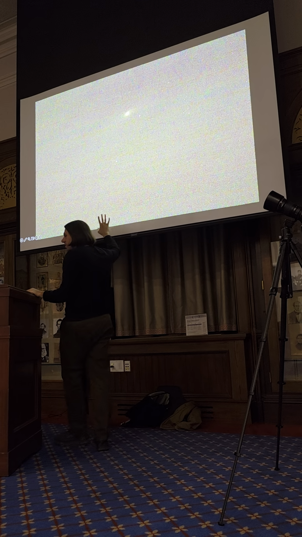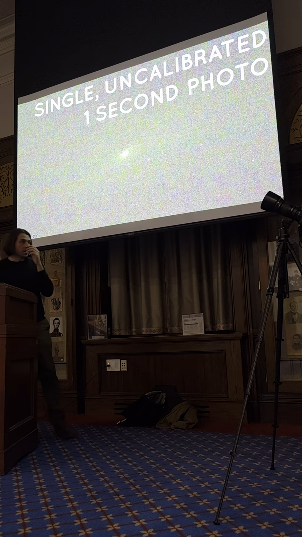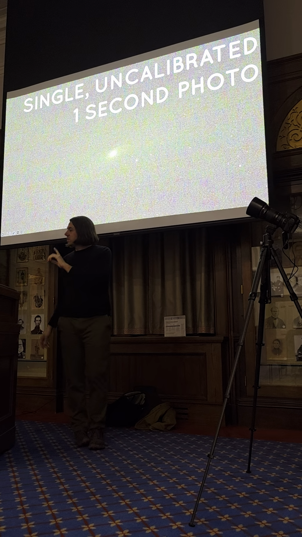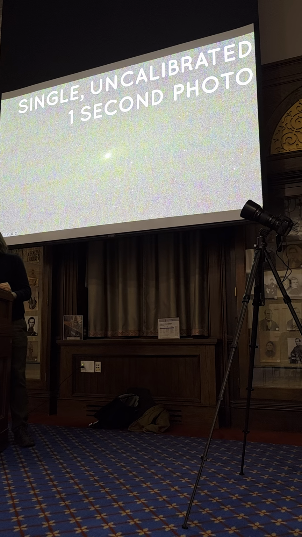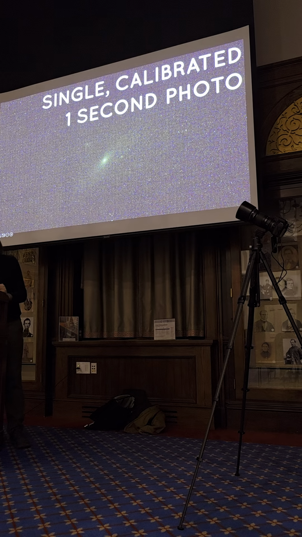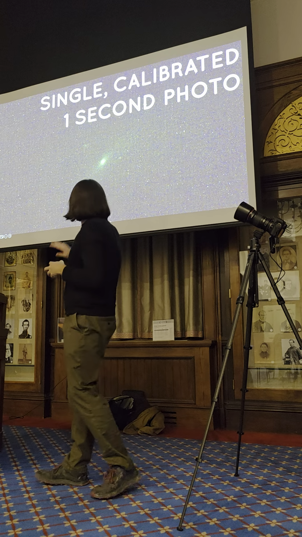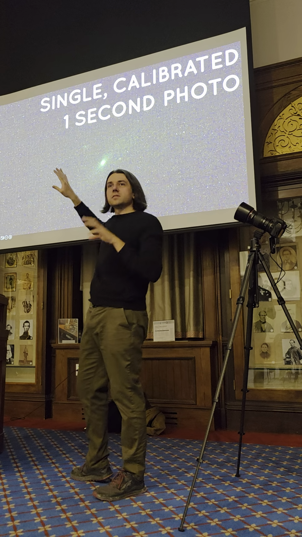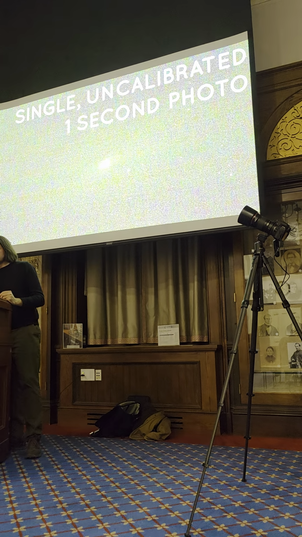Now, there are some things to reduce this noise. One of them is called calibration. So this is just a single uncalibrated 1 second photo. But if we take what are called calibration frames, you can see we can get rid of a lot of that noise. Not all of it, there's still a lot of hot pixels and things in there, but it looks a lot better after calibration.